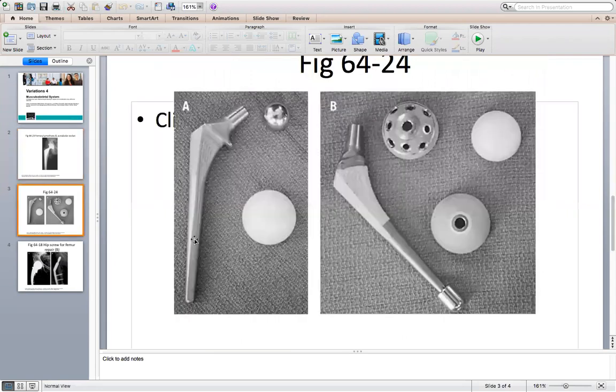So you can see here the hardware that they'll use for total and partial hip replacements. They drill out the femur, they hammer this in, and they will either cement it in or they'll let the bone grow around it to hold it. Then they put the ball on top. And if that's all they do, that's a partial. If they do that, plus put in the new acetabulum, then that's a total hip replacement.